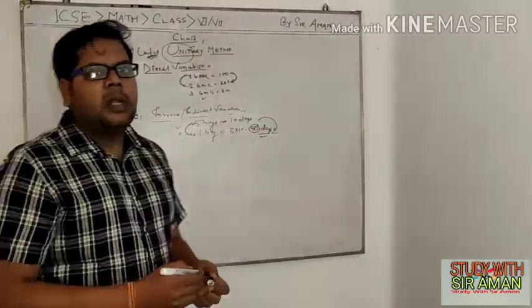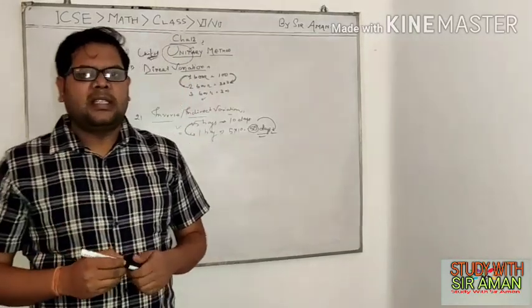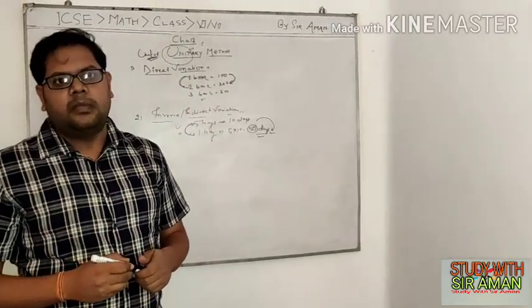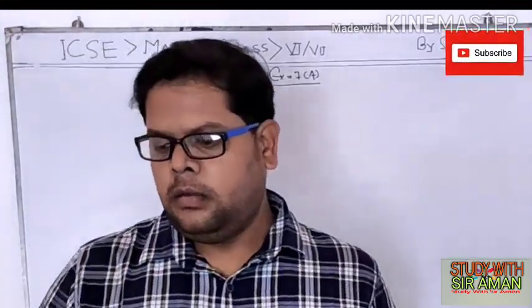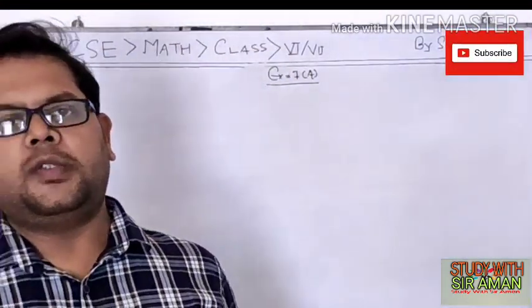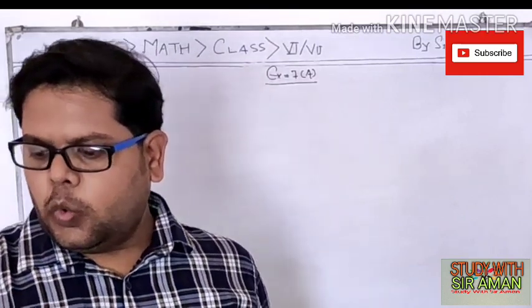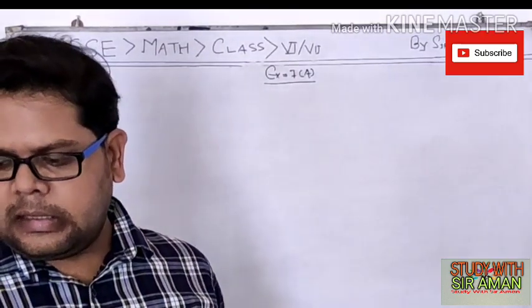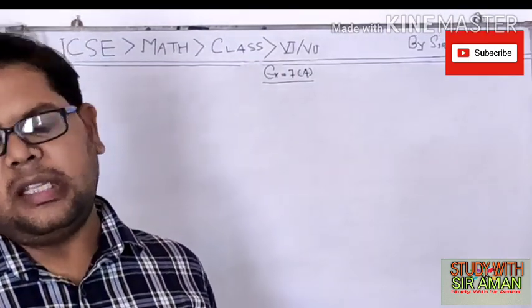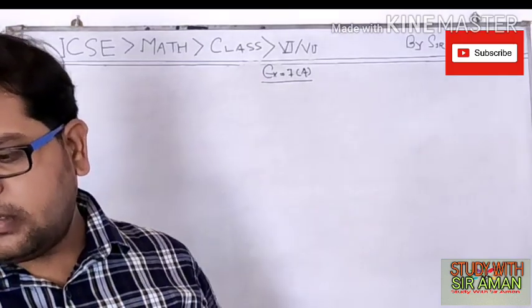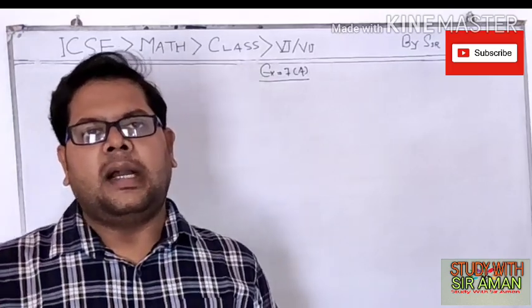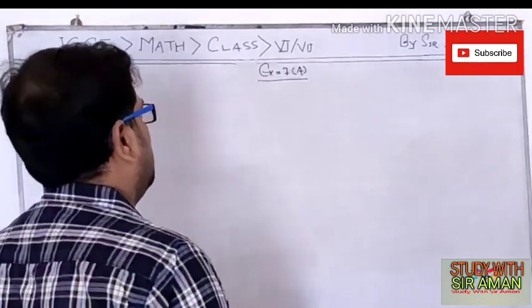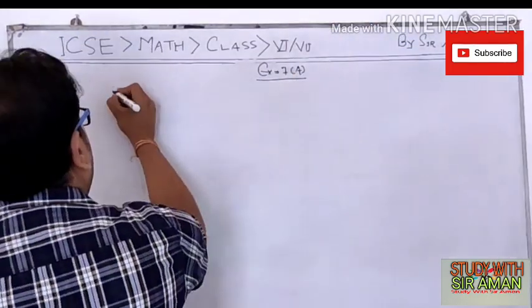Okay. Now, with the help of exercise, we will try to solve some questions. Let us start exercise. Question number 1. First, we have to read the question. Weight of 8 identical articles is 4.8 kg. What is the weight of 11 such articles?